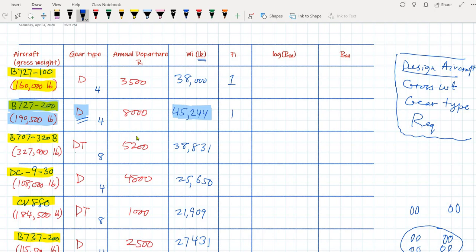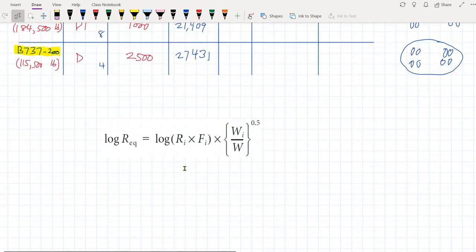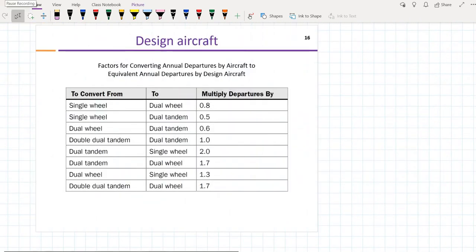Now we have to convert from dual tandem to dual. The design aircraft is dual, so we have to go from dual tandem to dual. This one was dual to dual, no conversion, meaning 1, and this conversion is from dual tandem to dual. For that we are going to look at the table. Let me bring the table. Here is the table, and we have to convert from dual tandem to dual.